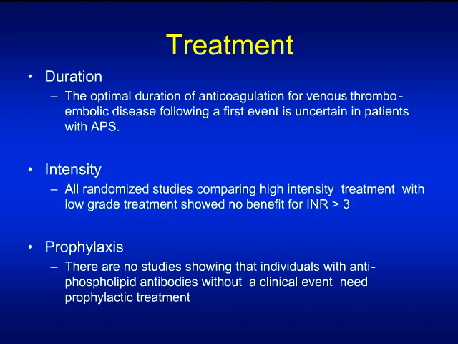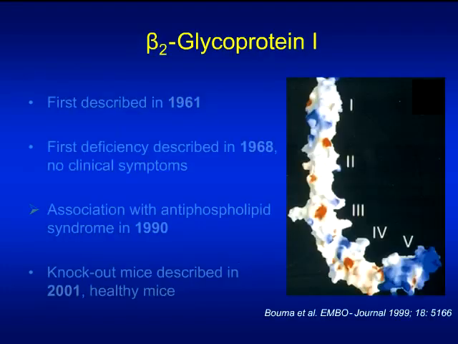Maybe by only taking those patients that are positive in 3 tests, we can do a good study and show that maybe it helps if you are positive in 3 tests. In the second half of my talk, I want to talk a little bit about beta-2-glycoprotein 1.